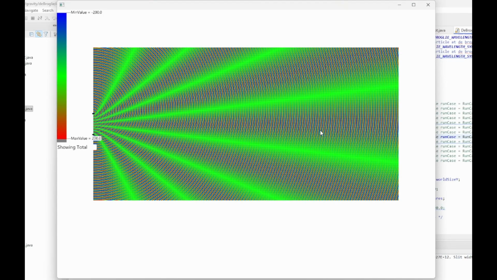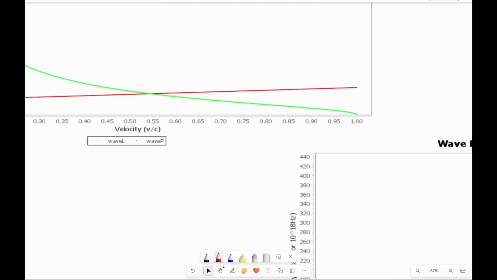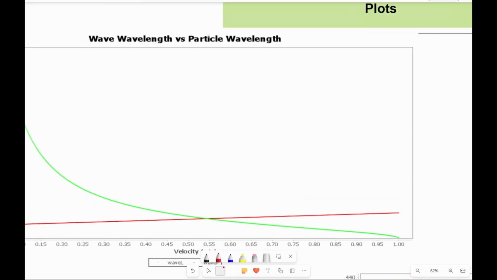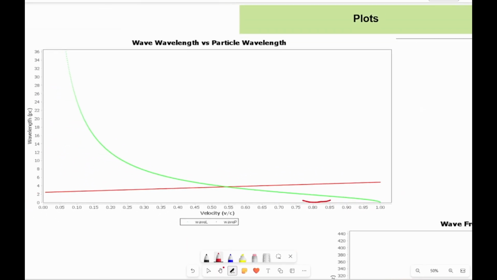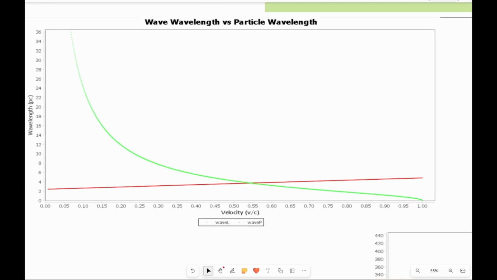So let's just look at these equations that we just derived and see what other interesting aspects there are. The top plot here on the left is going to be just wavelength. Red is the wavelength of the particle, green is the wavelength of the light signal.